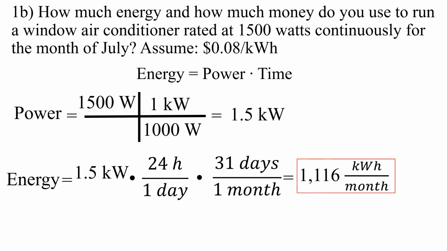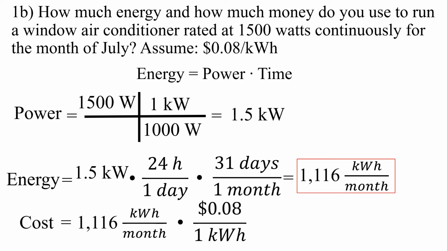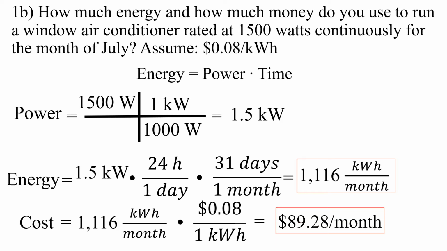Now I want to know how much money it costs. So I take the kilowatt hours used per month and multiply it by the cost per kilowatt hour, and I get $89.28 per month.